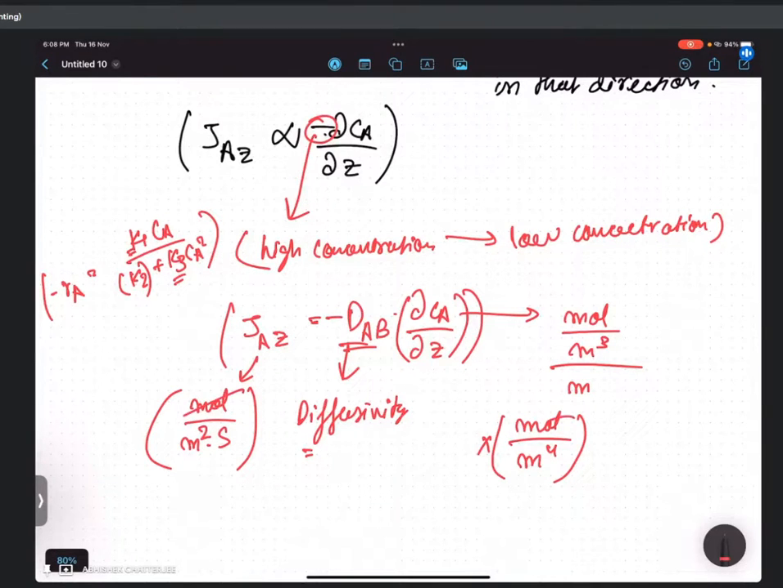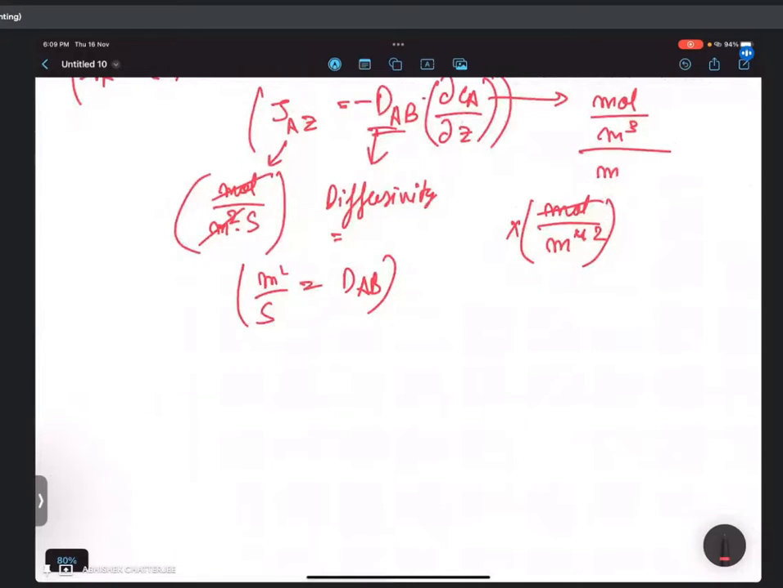So mole will cancel out, the meter to the power 4 over meter square will give meter square, and seconds will go to the other side. So we get meter square per second, and this is the unit of your diffusivity DAB. Clear? Now let us understand what this unit, meter square per second, signifies.